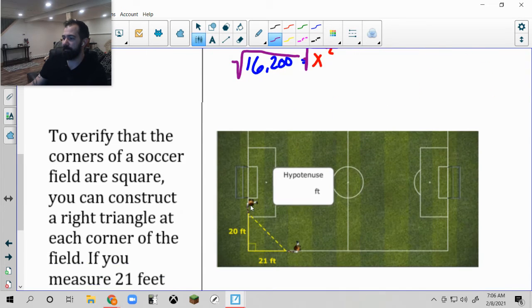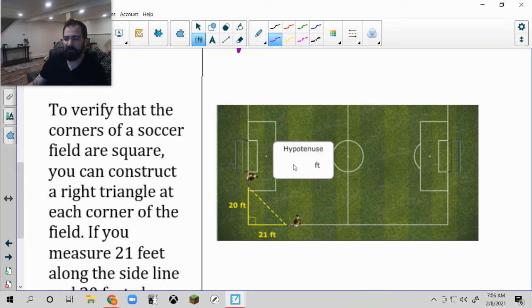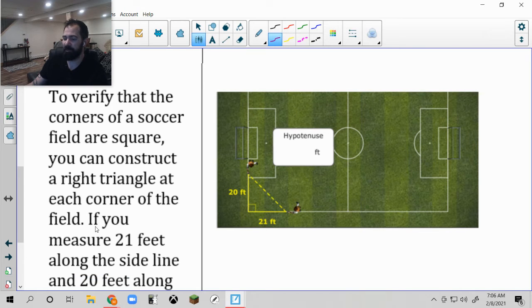Okay. Let's see if you can do this one on your own. Pause the video and then come on back when you have an answer. Give you some time to do that.